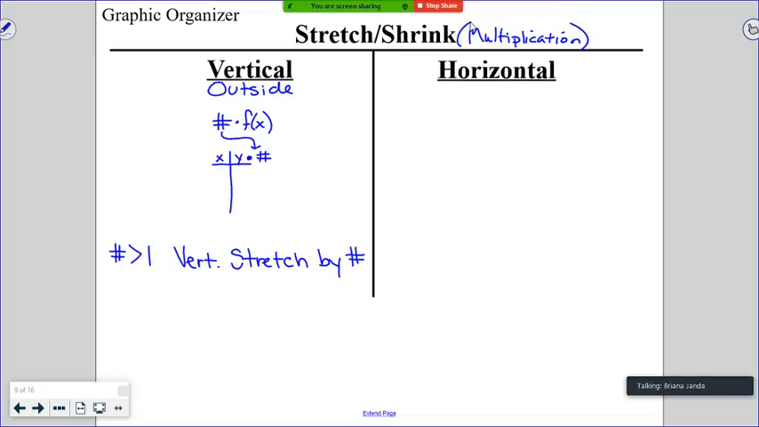If that number happens to be a fraction, and the way that we can mathematically show that over here would be 0 is less than our number is less than 1, that means it's a fraction. It's still vertical because it's outside of our function. But if we ever are multiplying by a small number, a fraction, it's going to end up shrinking our graph. So we would use the word shrink by whatever number we multiplied by.